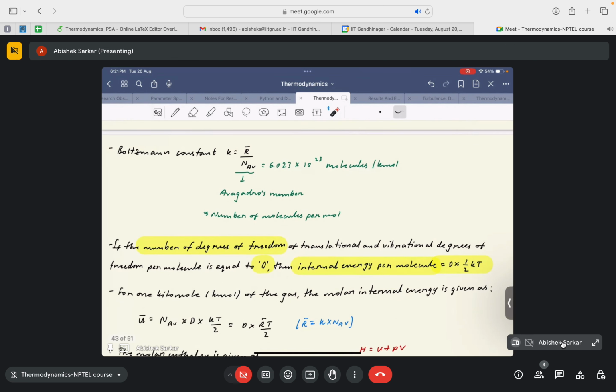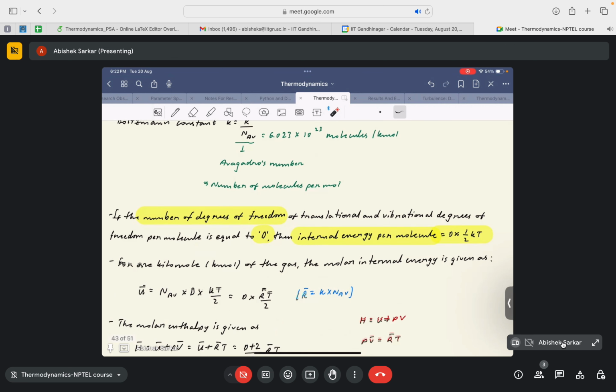Okay, now for 1 kilomole of gas, the molar internal energy is given by U bar is equal to N_AV into D into kT by 2, where N_AV is again the Avogadro's number. Now we can again write it as D into R bar T by 2, where R bar is equal to k into N_AV, which is there from this equation.